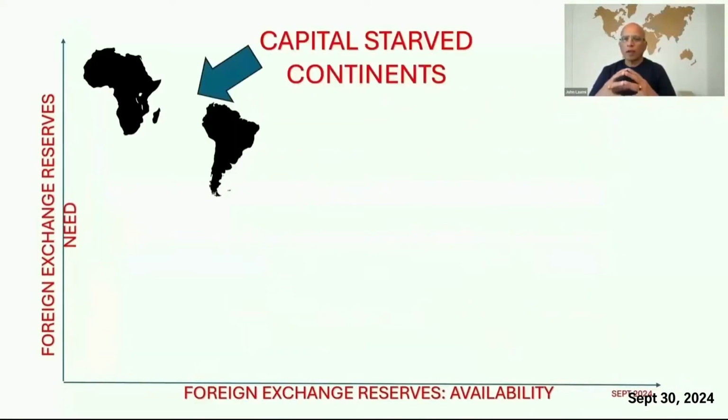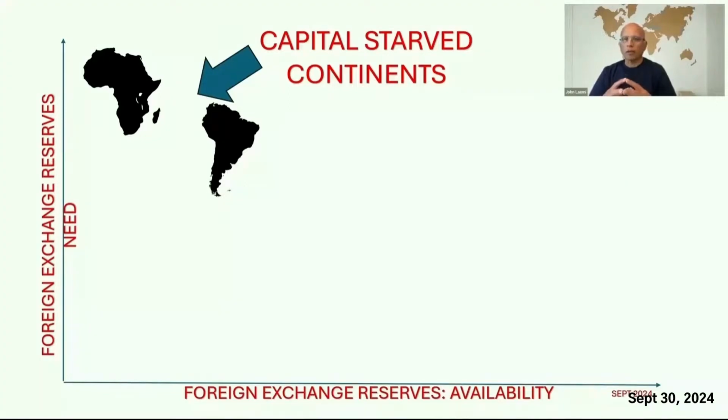Now, let's start with the top left-hand corner, where we are showing two large continents, Africa and Latin America. These are very large continents with large numbers of people, vast amounts of natural resources available, and the people in these countries are willing to work hard, and yet they remain very poor because they lack capital. They lack external capital and domestic capital also, which is very limited.